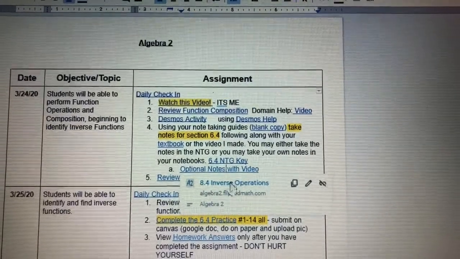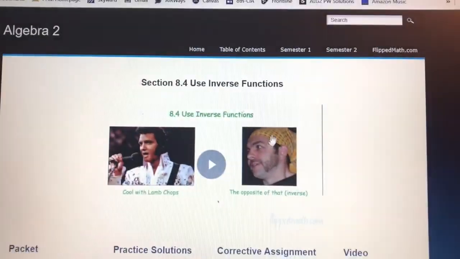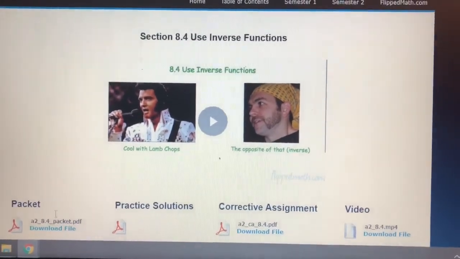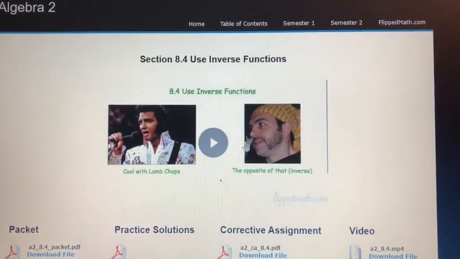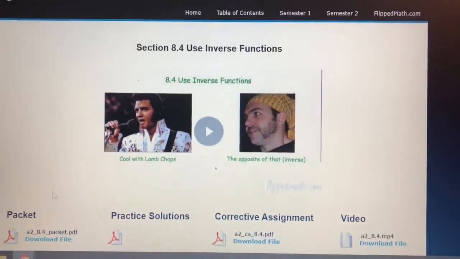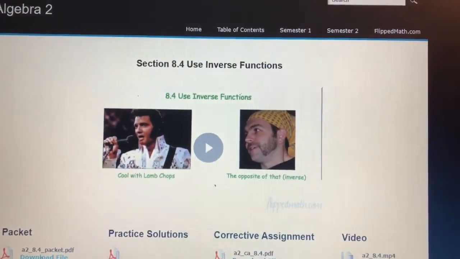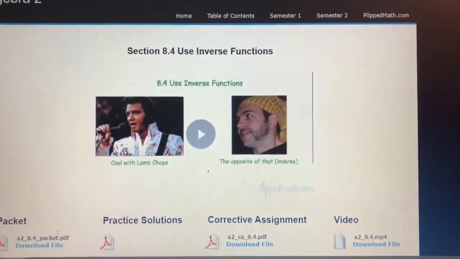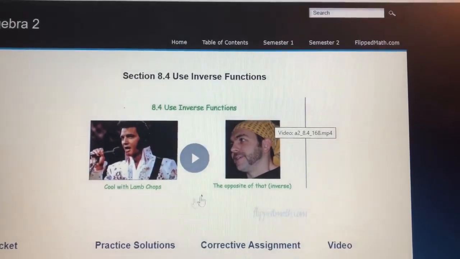If you click it, it will take you to an Algebra 2 flipped classroom. Here's a video down here. If you download this file, it has the notes that go along with the video. So if you want the packet, you can print it, or take them in your own notebook. By no means do you have to print anything. But these notes down here follow along with this guy's video on inverse functions.